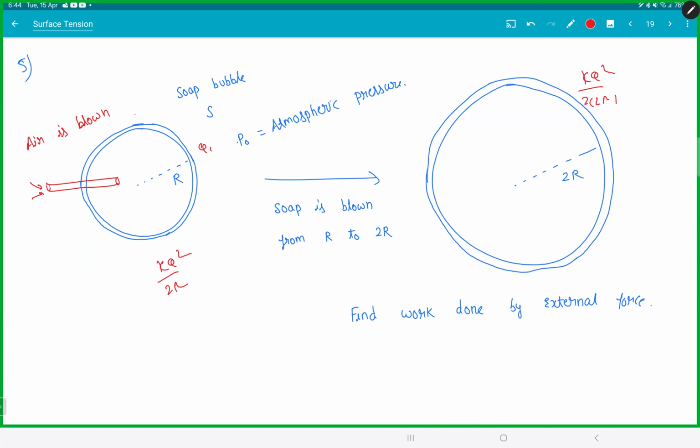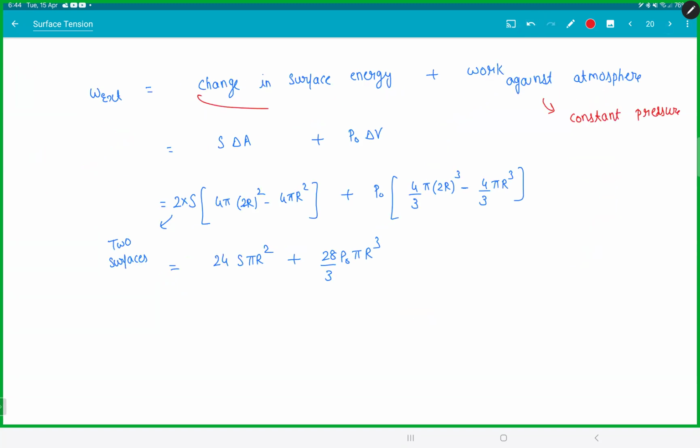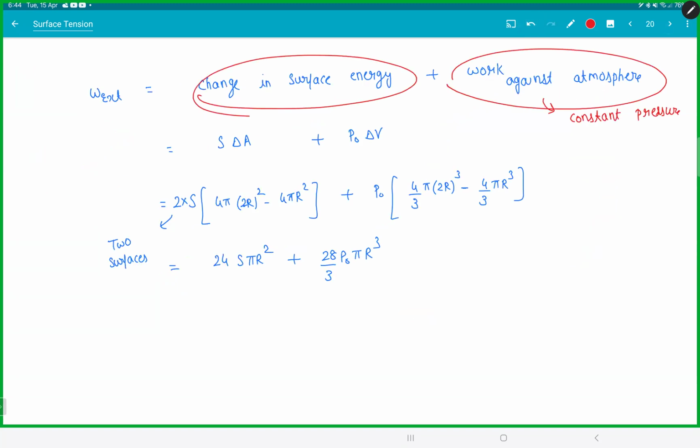Is that making sense? You have to include that also now. So you're doing work against atmosphere, you're doing work against surface tension, you're also doing work with electrostatics. So total 3 terms आएगा इसमें: change in surface energy, work against atmosphere, plus the change in self energy. Clear with this? That's it.